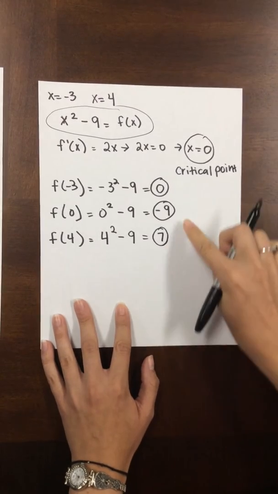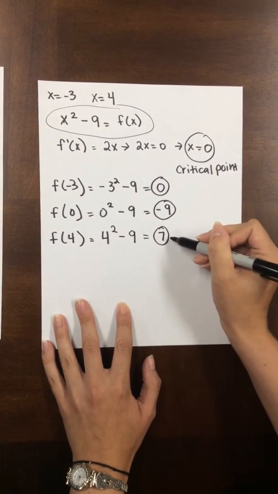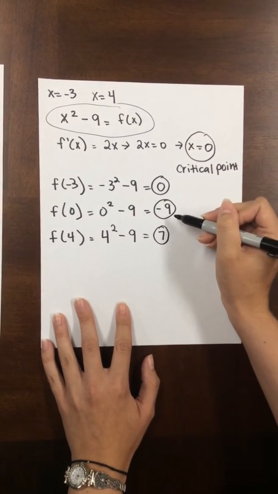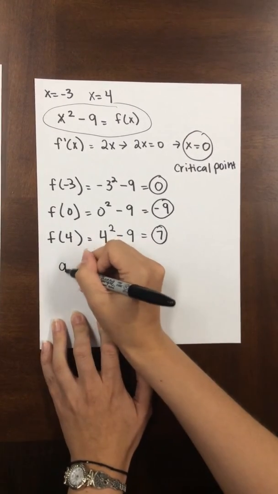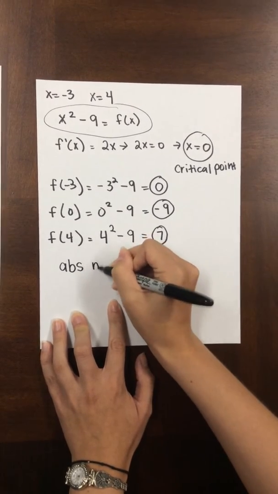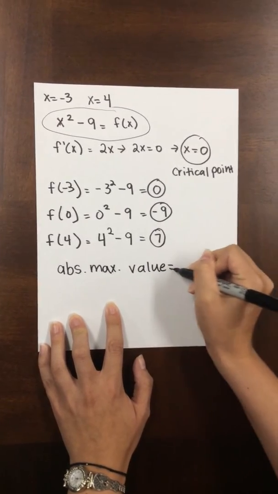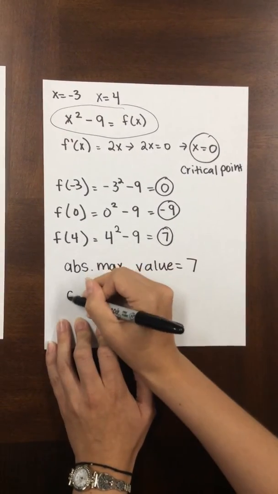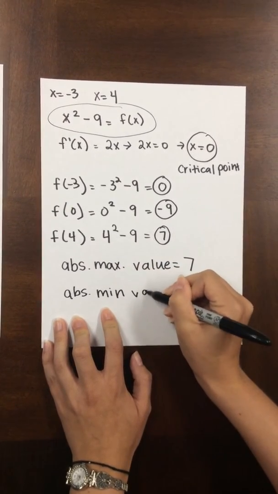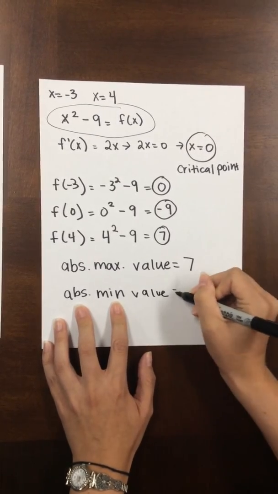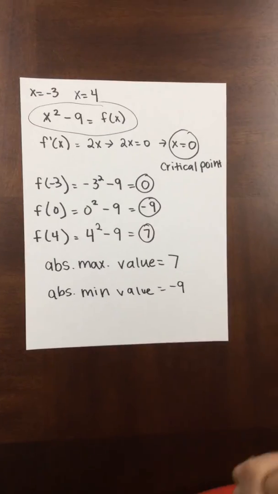And when we look at these three values, we see that 0 is in between these two, because 7 is our largest positive value and -9 is the minimum value. So then when we write this out, we would have the absolute maximum value is equal to the largest number, which is 7. And then the absolute minimum value is equal to -9, which was our smallest value here. And that is how you solve problem number 5 from 4.1.